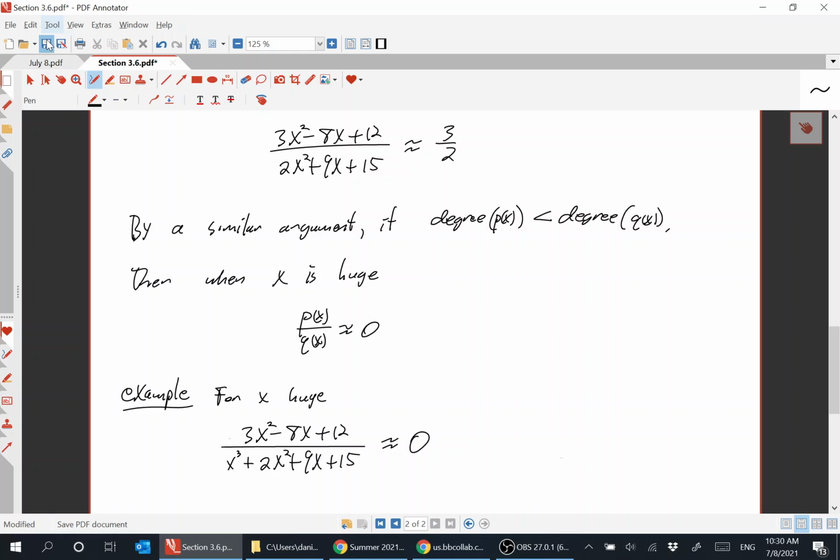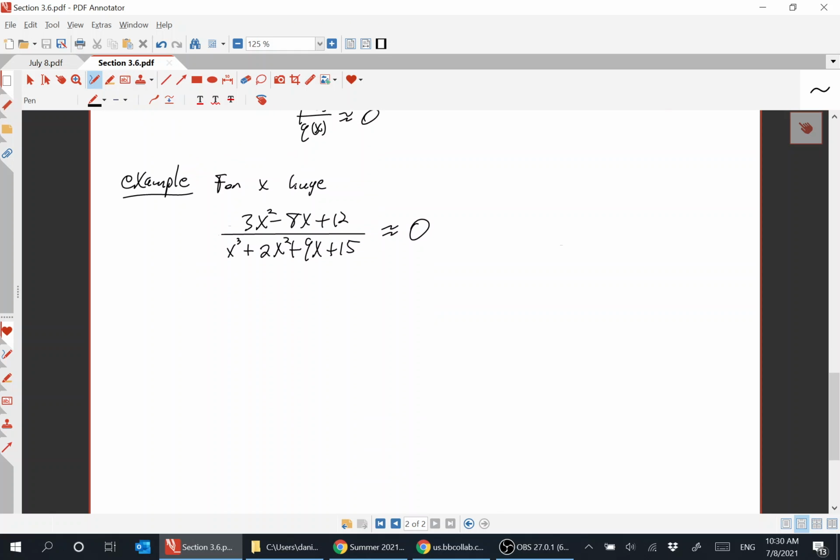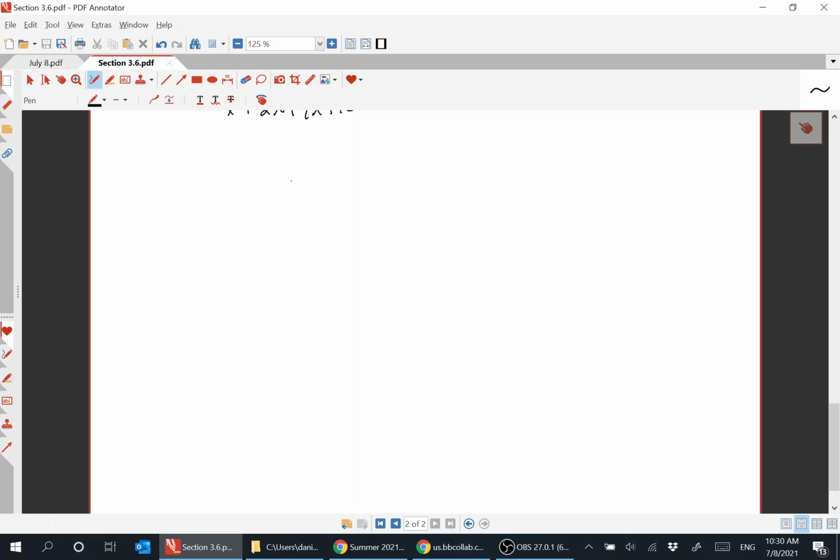All right. So that's the end behavior of the graph of a rational function. It has this thing called a horizontal asymptote, which is the ratio of the leading coefficients, or it's 0. Okay. Other things that happen.